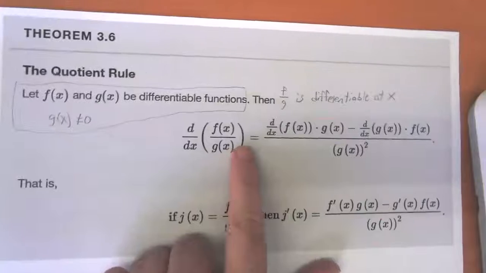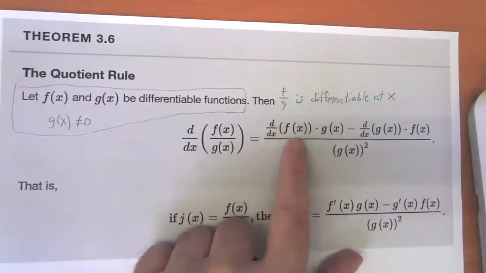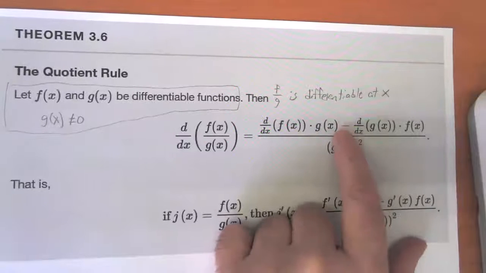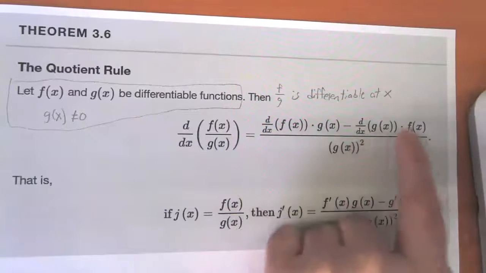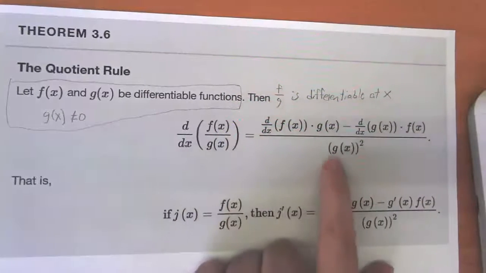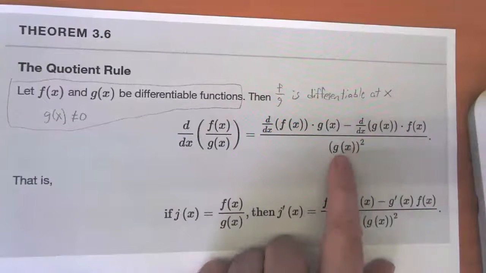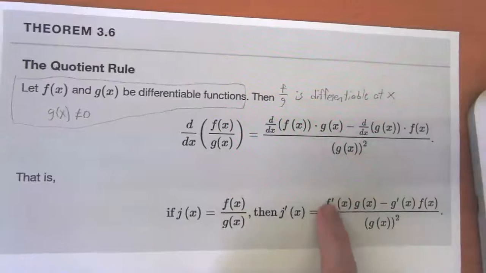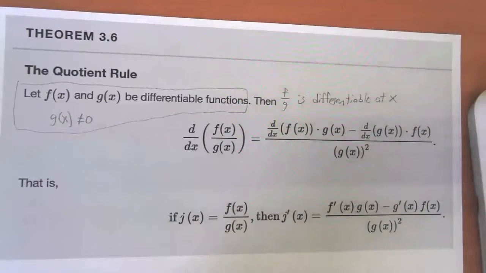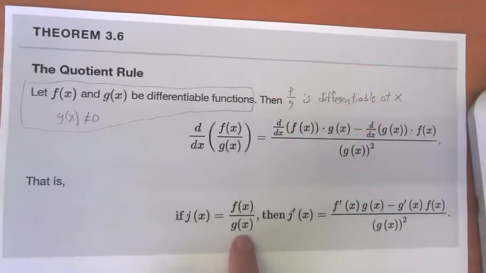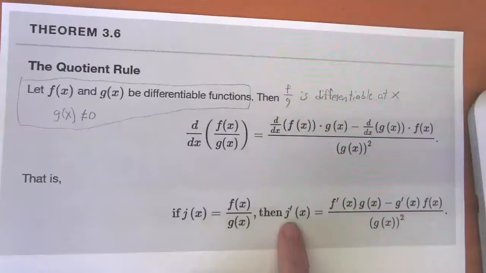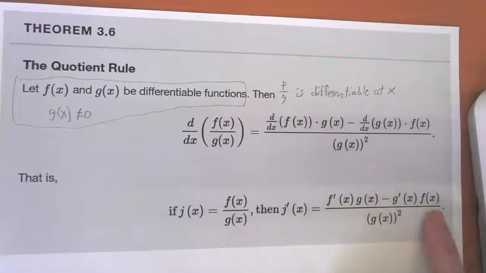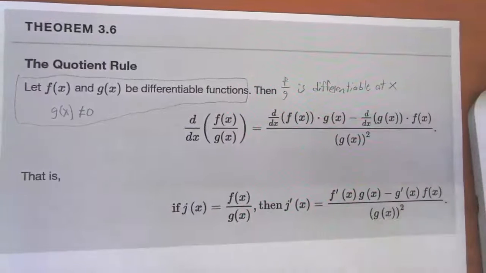And so that derivative is given by this function here. We take the derivative of f at x, multiply that by g. We subtract this time the derivative of g times f, and then we divide that whole thing by the square of g of x. And here's a slightly different formulation of it using the prime notation instead of the d/dx notation to talk about derivatives. So if j is the quotient of two functions, then j prime of x is equal to f prime of x, g of x minus g prime of x, f of x, all over g of x squared.